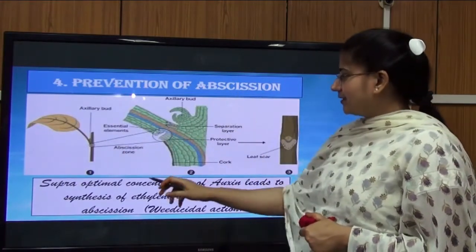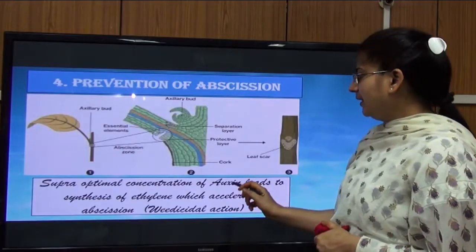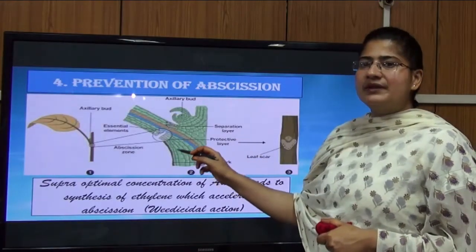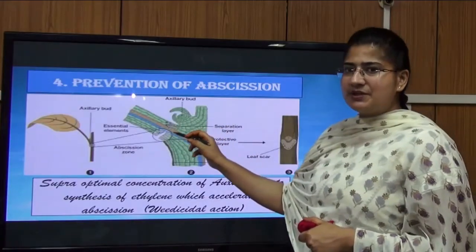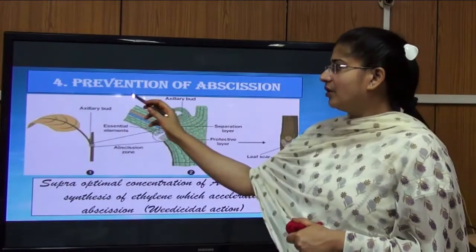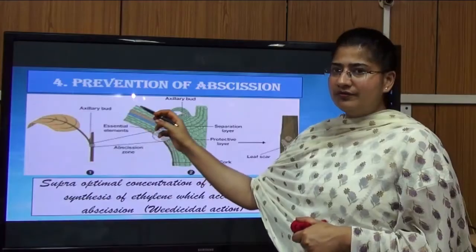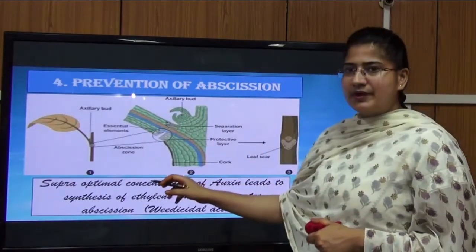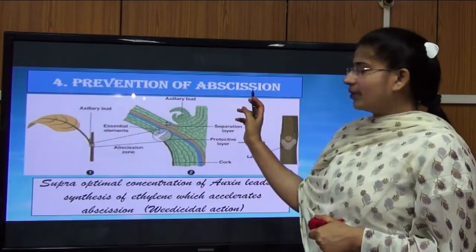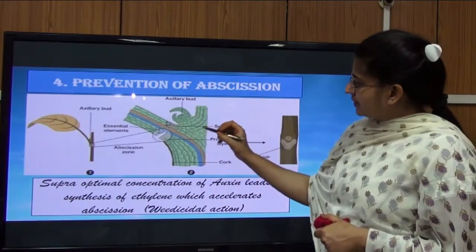But what happens when there is a supraoptimal concentration of auxin, it leads to the biosynthesis of ethylene in the plant, and this ethylene increases the process of abscission, and it increases the falling off of leaf, fruit or flower. So this concentration of auxin is very important to control the process of abscission. So this is the abscission zone.